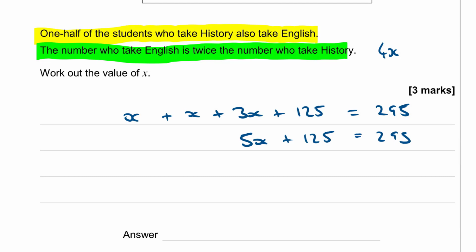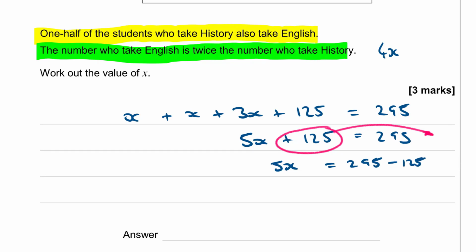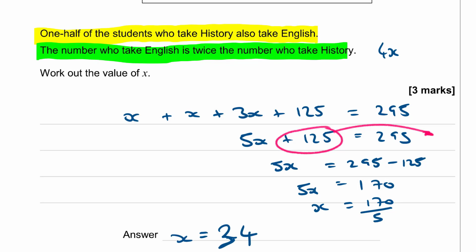So cross multiplying, changing sides, changing signs on our 125 there, it's going to give me 4x equals 295 subtract 125, which is 170. So x is 170 divided by 5. 5's into 170 go 34 times. So x equals 34 is our solution.